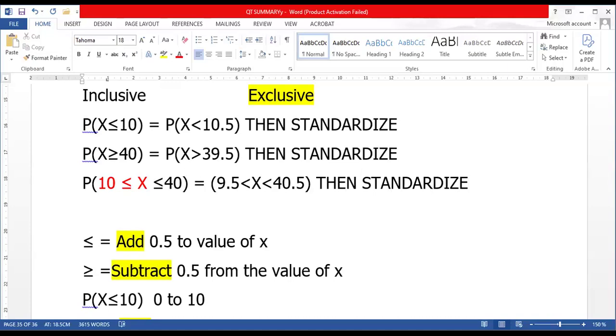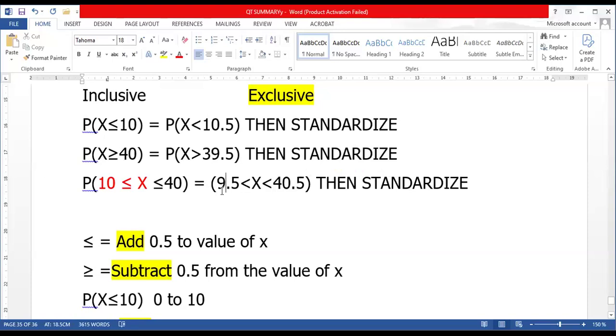Please, that's the best way I can really explain these things. When I say then standardize, it means that you need to standardize this, put here Z, also standardize this by getting the value of x. It will be x minus mean over standard deviation, but x will be what? It will be this.